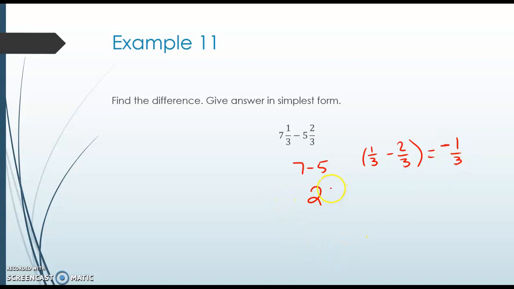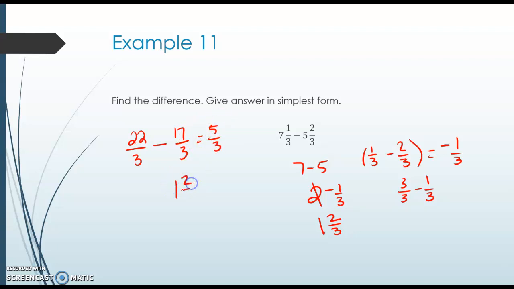So now I have 2 minus 1/3. And so then I have to borrow from the 2, right, and make this a 1. And now I'm going to do 3/3 minus 1/3, and I'm left with 2/3. Okay, so that's one way of doing it. But if I were to make them improper, this never would have happened. So we got 22/3 minus 17/3. And so then 22 minus 17 leaves us with 5. So then I have 5/3. 3 goes into 5 once, leaving us with 2 remaining. So I end up with 1 2/3.